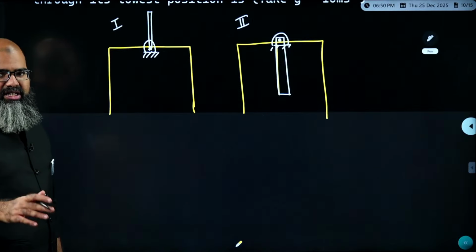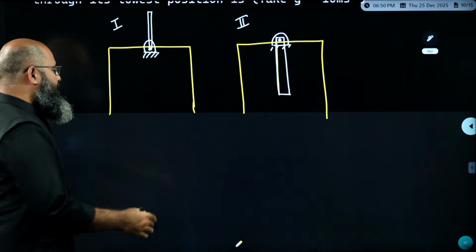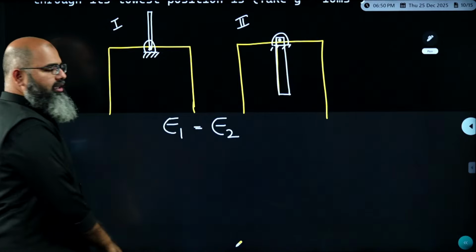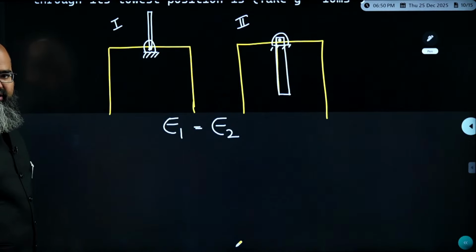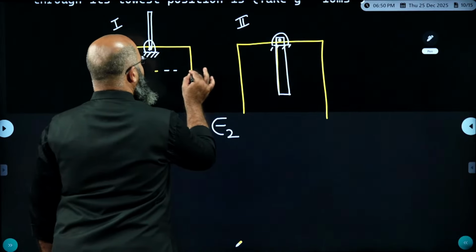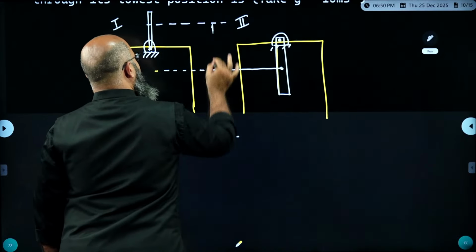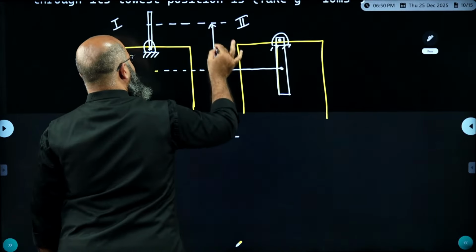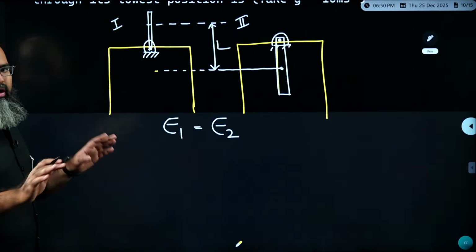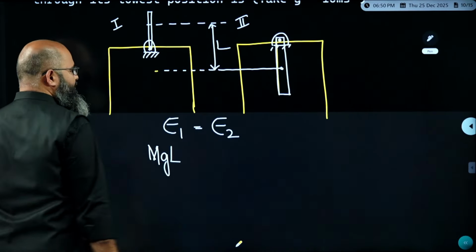We know by work energy theorem, change in energy is equal to how much? Work done minus losses. There is no work being done, there are no losses over here. That means energy in stage 1 has to be equal to energy in stage 2. Now energy in stage 1, let us take this as our reference datum. Now this distance from its center to its center will be exactly equal to L, length of the rod. So now energy in stage 1 is only potential energy, that is equal to mgh or mgL in this particular case.